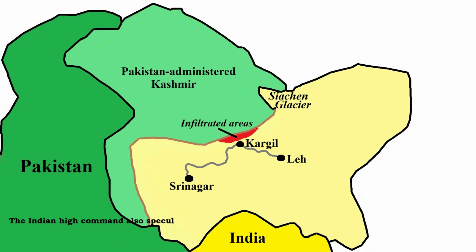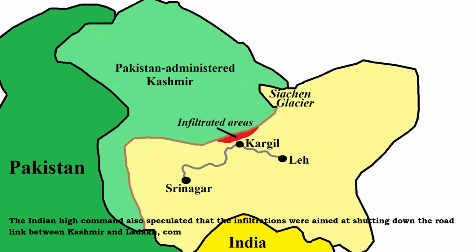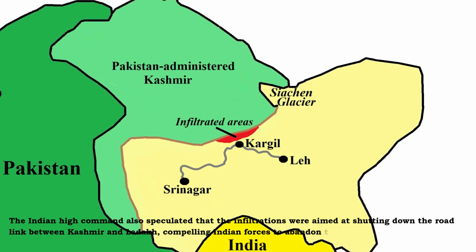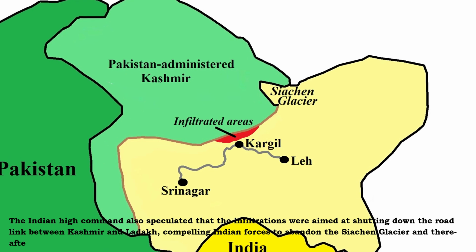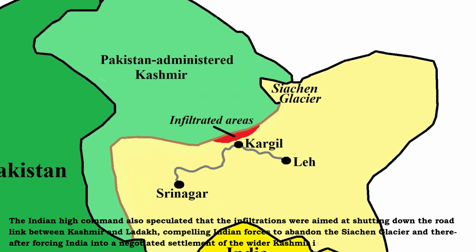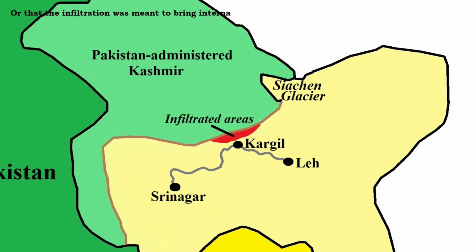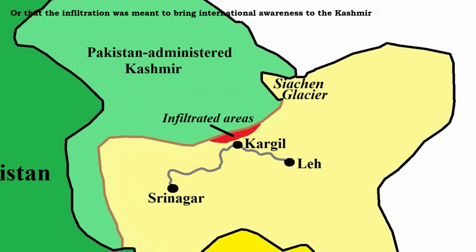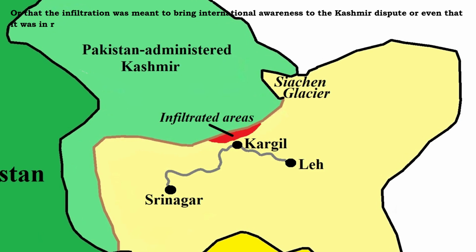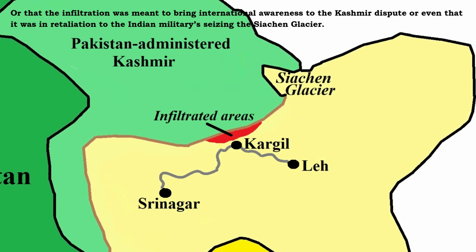The Indian High Command also speculated that the infiltrations were aimed at shutting down the road link between Kashmir and Ladakh, compelling Indian forces to abandon the Siachen Glacier and thereafter forcing India into a negotiated settlement of the wider Kashmir issue. Or that the infiltration was meant to bring international awareness to the Kashmir dispute, or even that it was in retaliation to the Indian military seizing the Siachen Glacier.